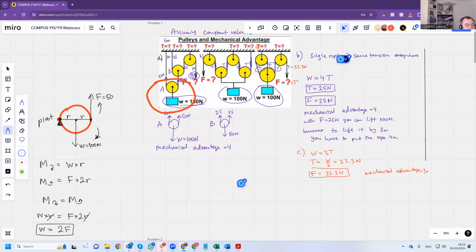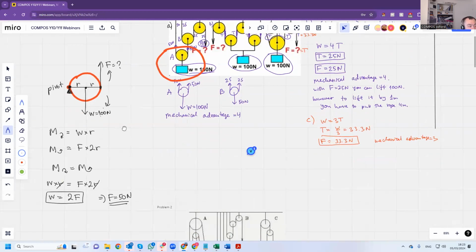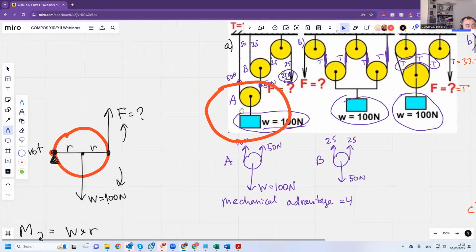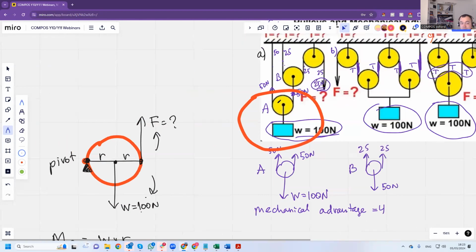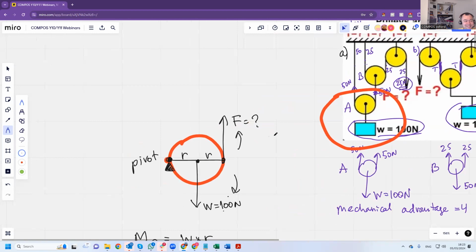Okay. That means that F has to be 50 newtons. And that's another explanation why you have a mechanical advantage, because the pulley, the movable pulley, is pretty much a lever. Let's put this in a quote. A movable pulley is pretty much a lever.